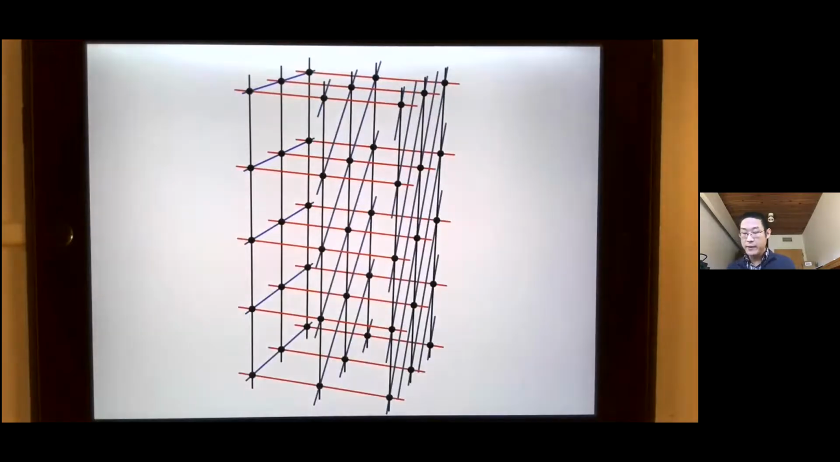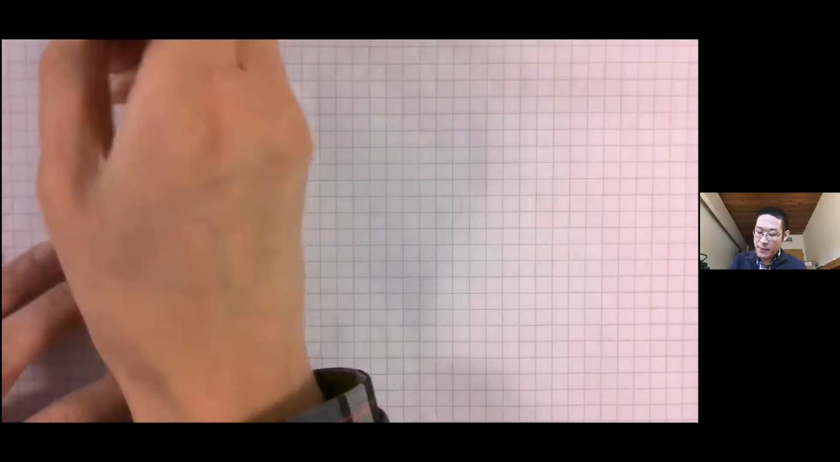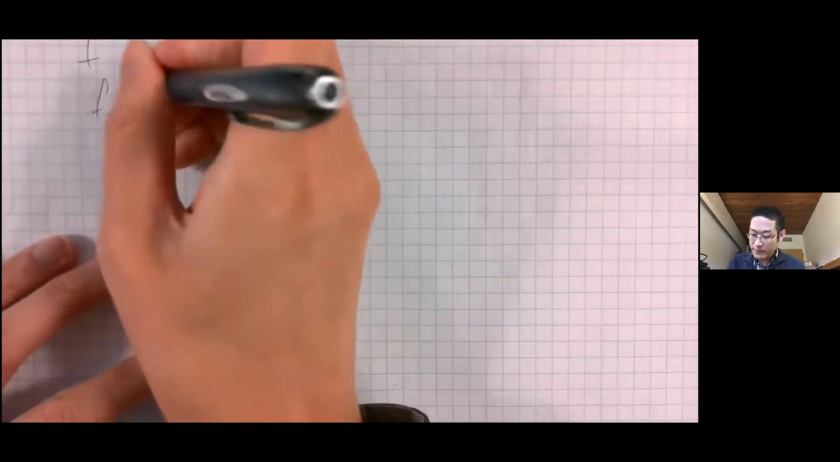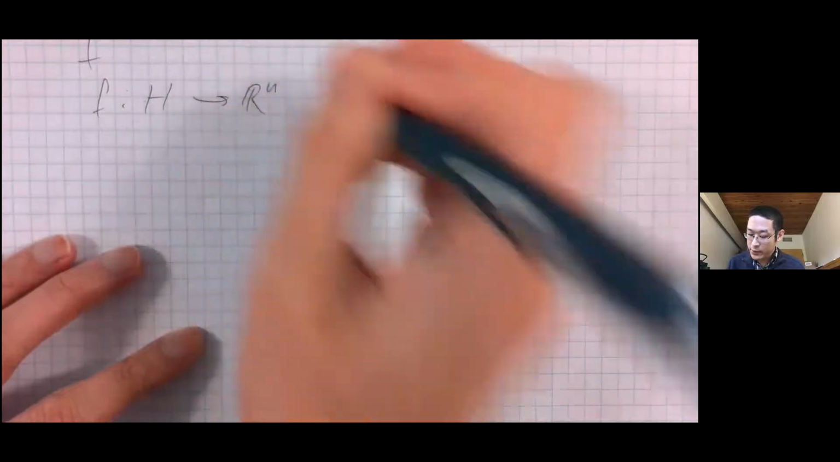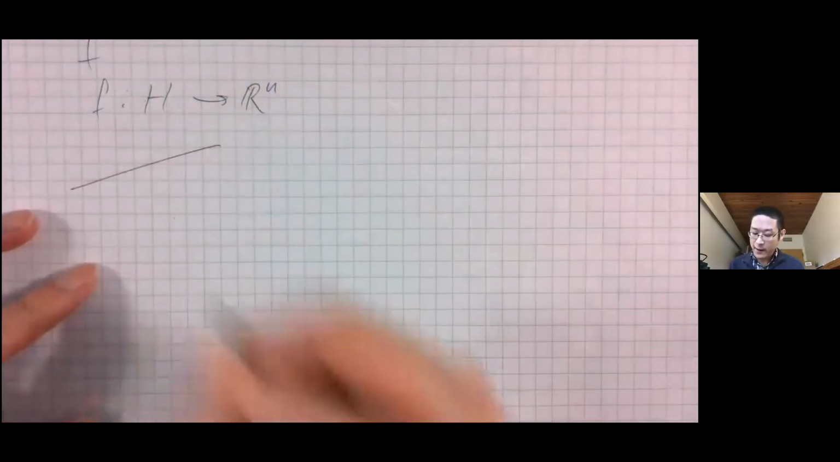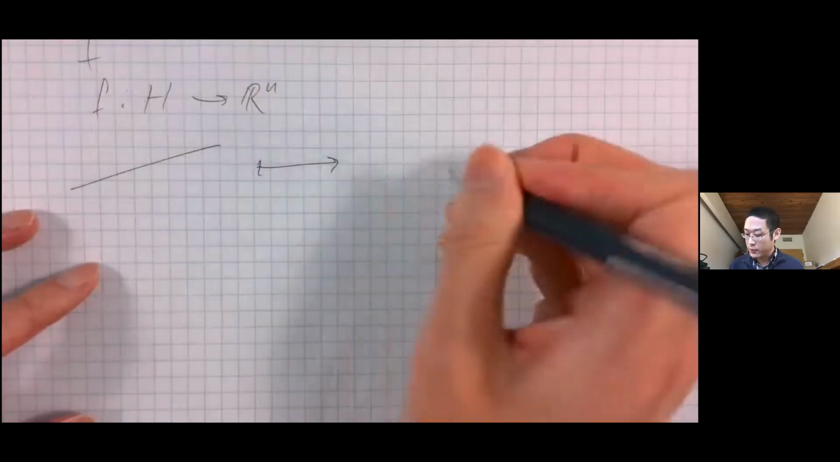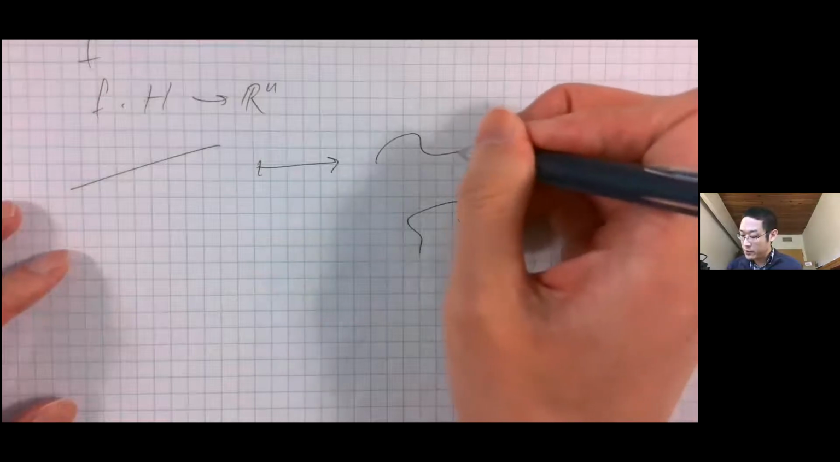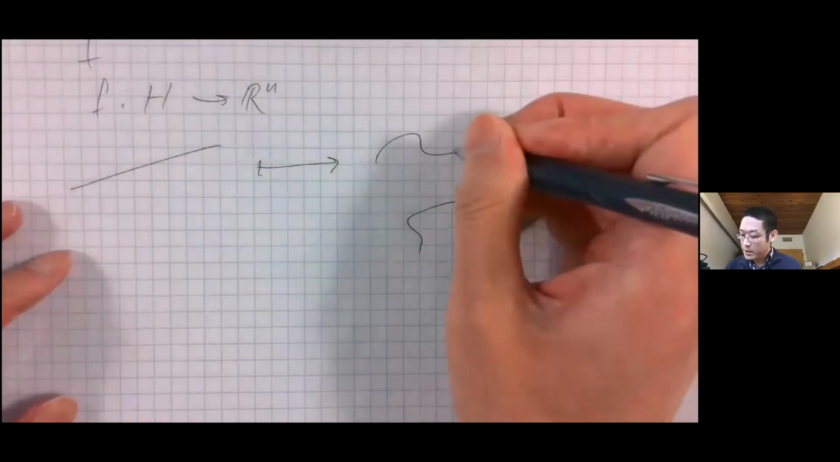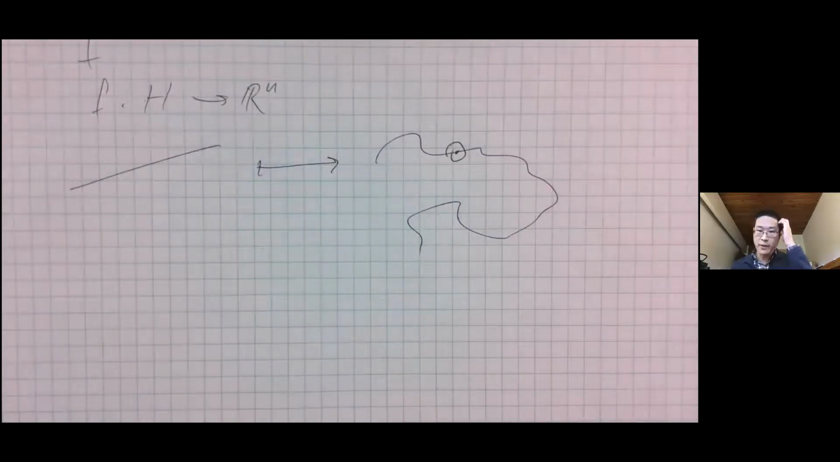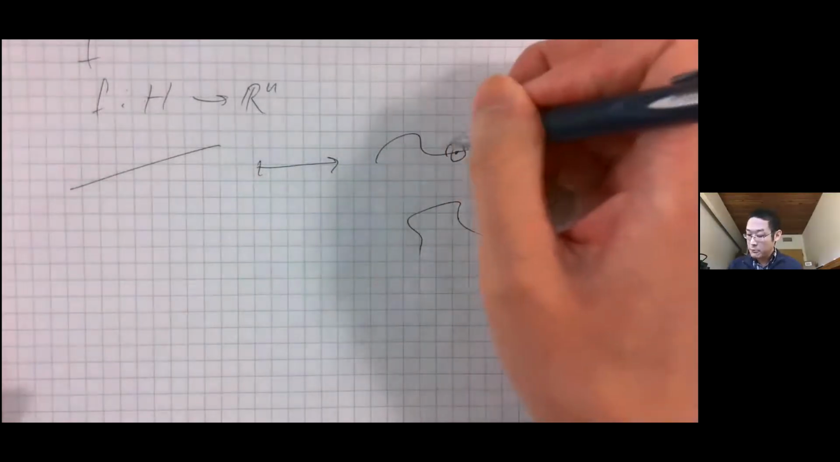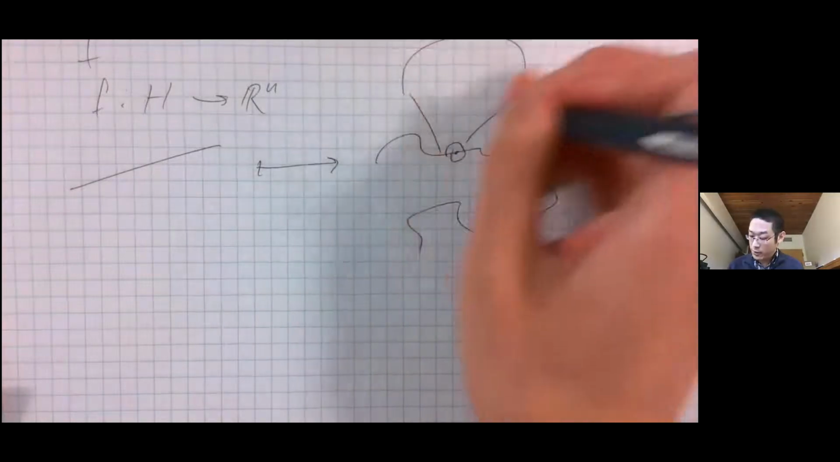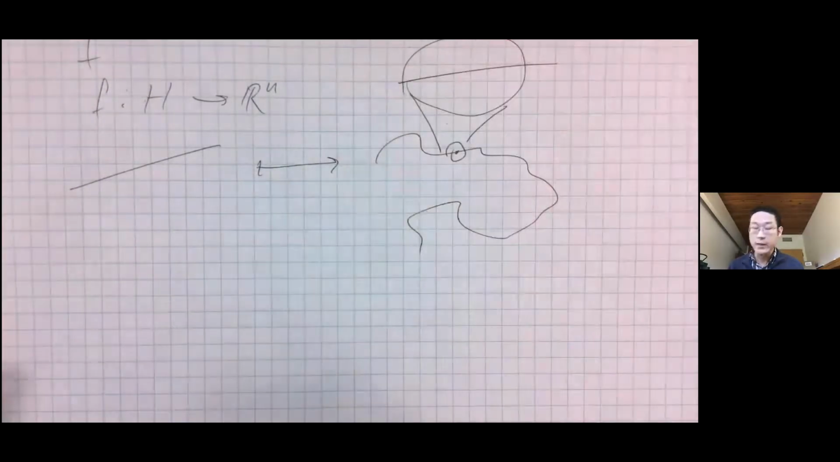So if you have a Lipschitz map from the Heisenberg group to Rn, then the restriction to one of these red lines is going to be a Lipschitz curve. Rademacher's theorem tells you that any Lipschitz curve is differentiable almost everywhere, which means that around almost every point, we can take some small ball, where if we blow up around that ball, we get something that's close to a line.